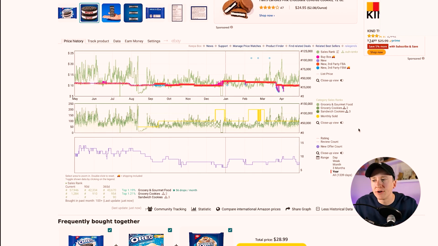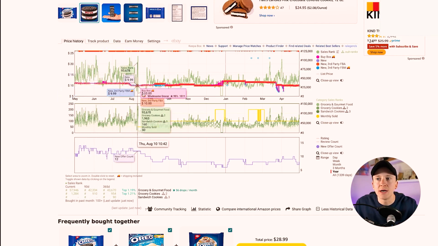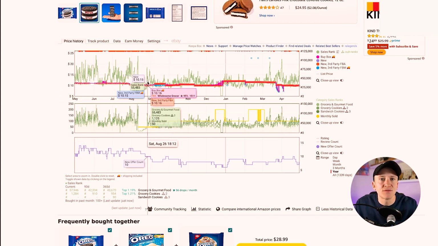This is Oreos, very popular product, obviously. We can see the sales rank chart, that's the first thing we're looking at, this green line. The sales rank chart's going up and down a lot. So we know it's selling, that's fine, it checks out.